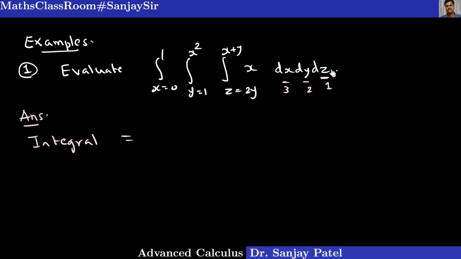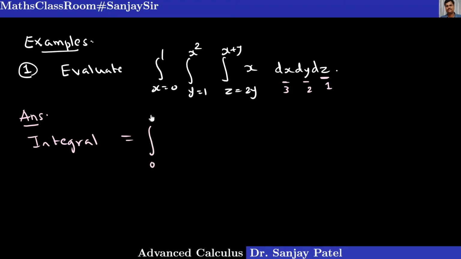So as I told you, when you integrate with respect to z first, the limits of z will be either constants or functions of x and y. So here you can see they are functions of x and y. And once it is done with respect to z, the next variable we are integrating is y. So limits of y will be a function of the remaining variable, which is x, or constant. So here you see the y lower limit is 1, and the upper limit is x square, a function of x. And finally, whatever is left, that is the third variable x, its limit will always be constants. So let us find the value of this integral.